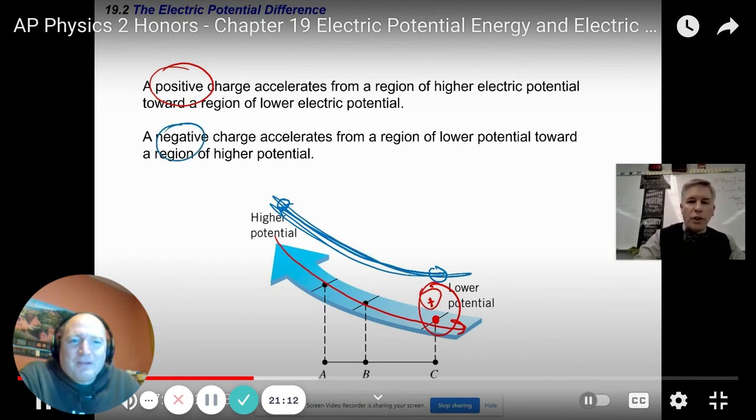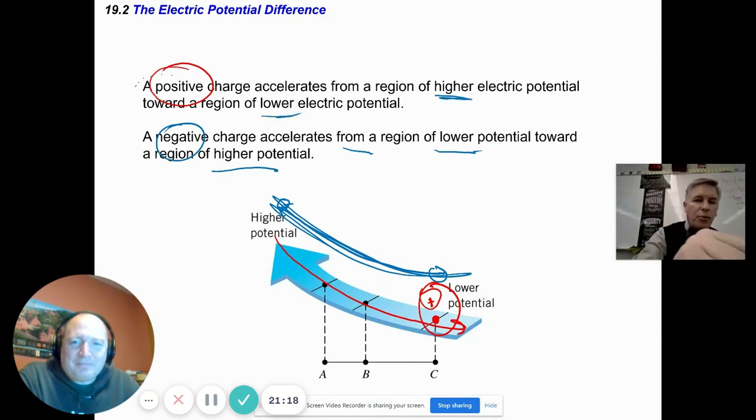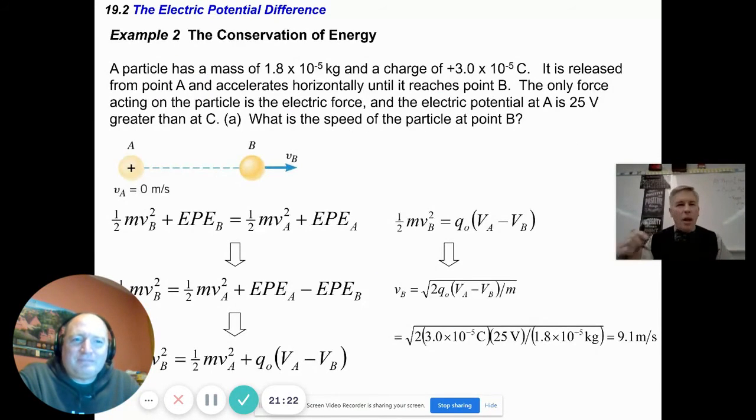So negative charges are going to move from lower potential toward higher, whereas positive charges move from higher to lower. So that's why we're going to probably stick with that general idea. It's kind of a weird concept. Potential, I don't really like it, electric potential, but we use the concept of voltage.